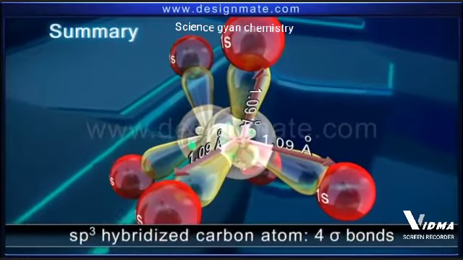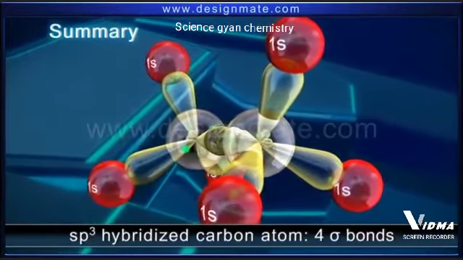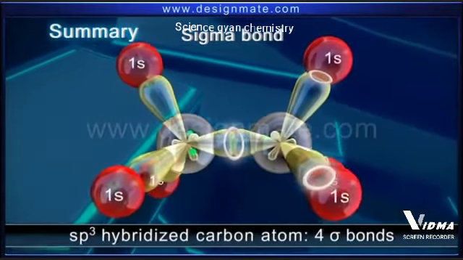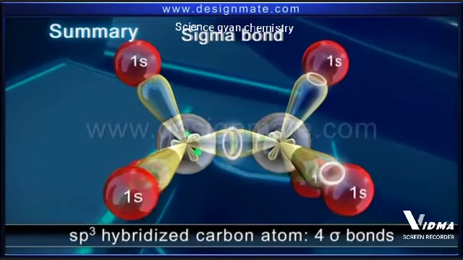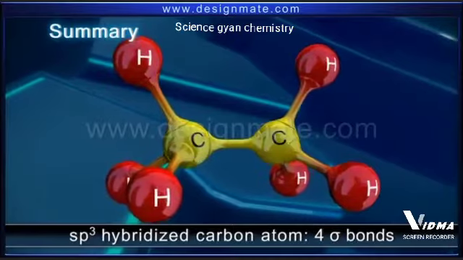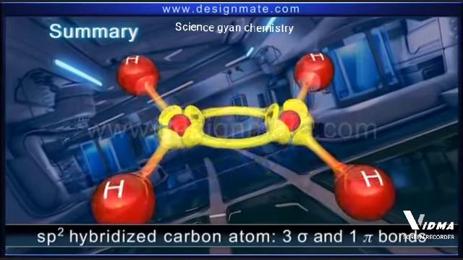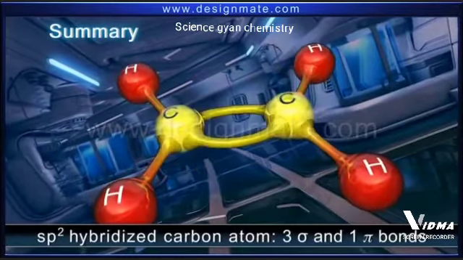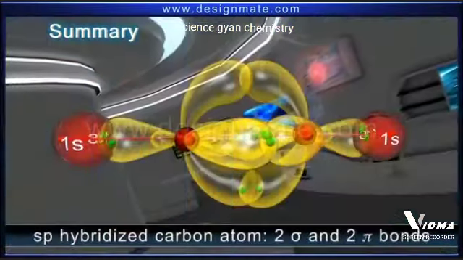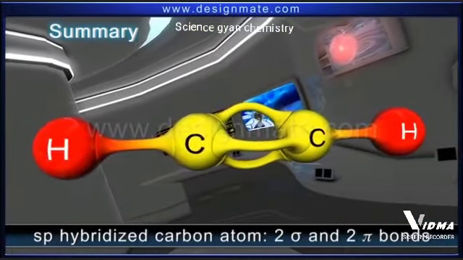To summarize, we've studied that whenever a carbon atom in an organic compound forms 4 sigma bonds directed along the corners of a regular tetrahedron, it is sp3 hybridized. A carbon atom that forms 3 sigma and a pi bond is sp2 hybridized, while the one in which it forms 2 sigma and 2 pi bonds is sp hybridized.